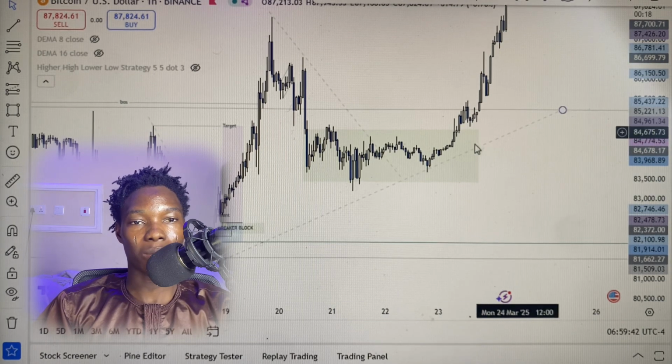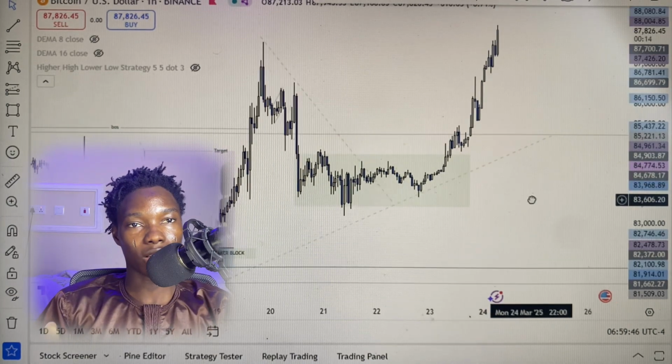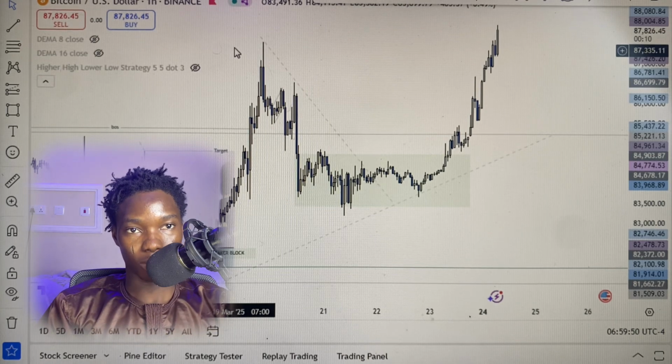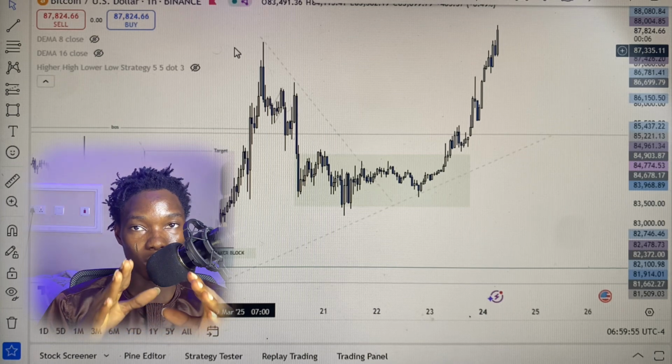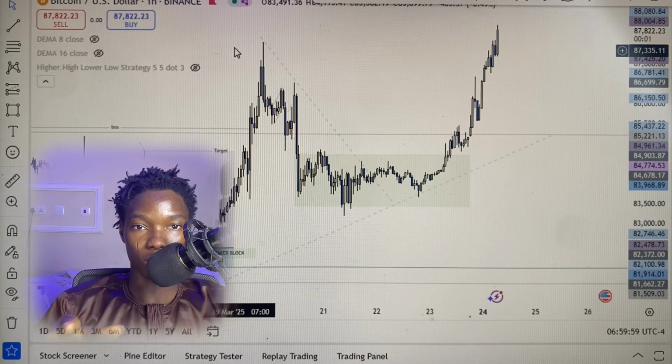I want to see how the market reacts from all these levels. I want to see how the market moves. So don't forget you are still on the 1 hour time frame. After seeing all of this on the 1 hour time frame, the time frame I want to head to now is the 15 minutes time frame.